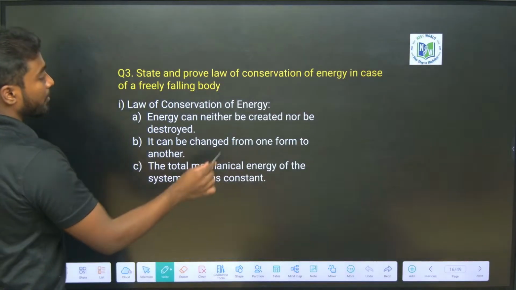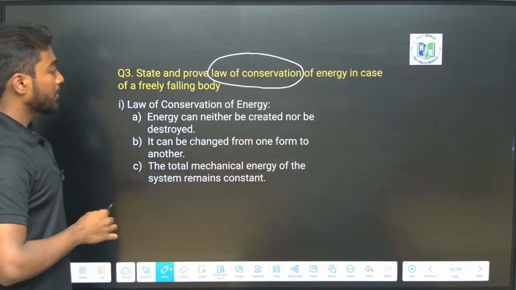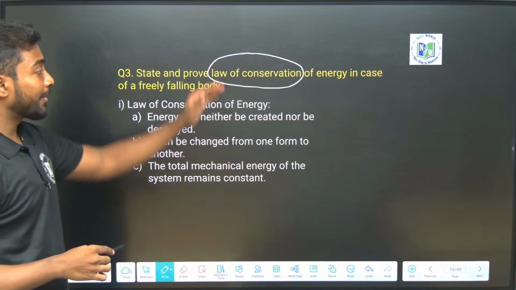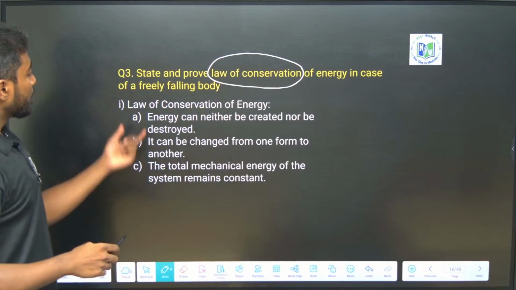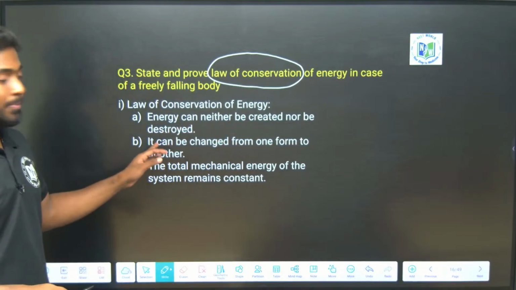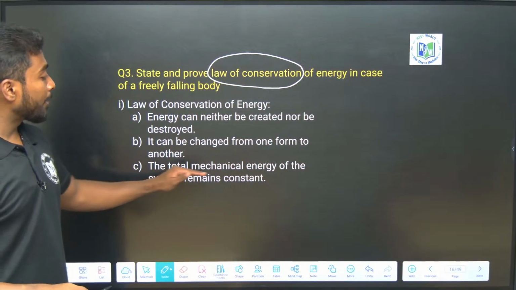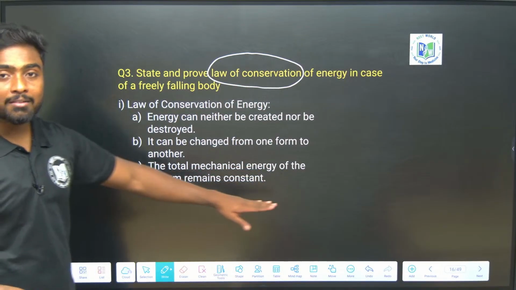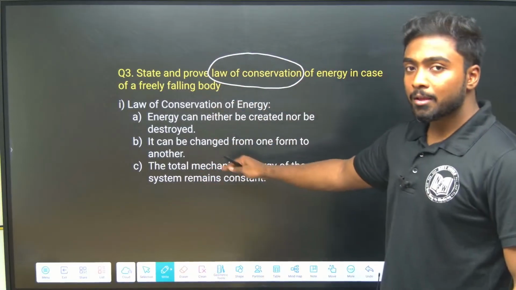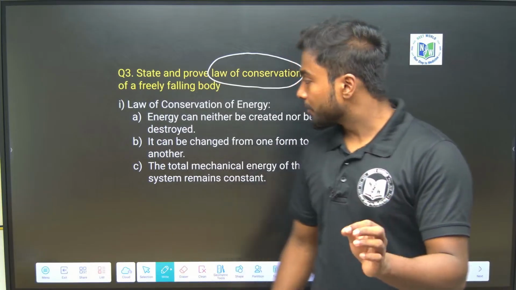I need to know what is the law of conservation of energy, first thing. Second thing, I need to prove that in a free falling body, energy is conserved. So the law of conservation of energy: energy can neither be created nor be destroyed. It can be changed from one form to another form, right? So the total mechanical energy of the system remains constant. This is the thing I need to prove. So these are the 3 points I need to write properly. After that, the proof.